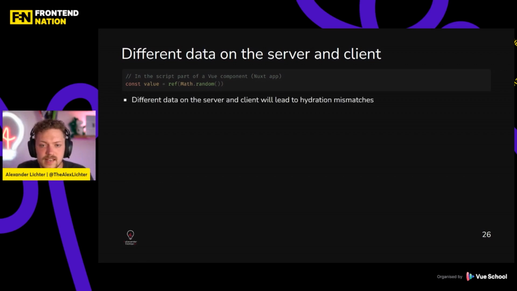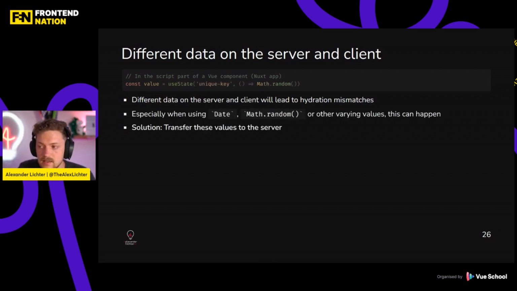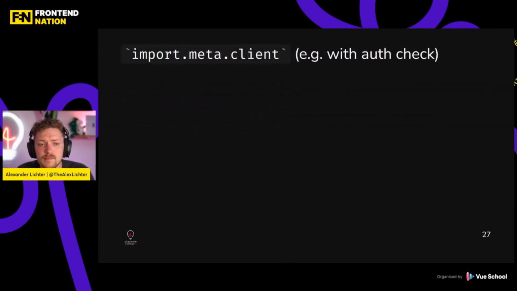What we need to do instead, well, we should convert it. We should transfer it from the server to the client. So there is a way to say, okay, in Nuxt, for example, useState, give it a key, generate it once, and then move it over so the client has the same random number as the server, and all is good.